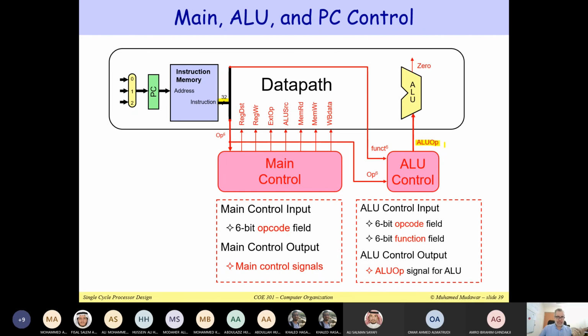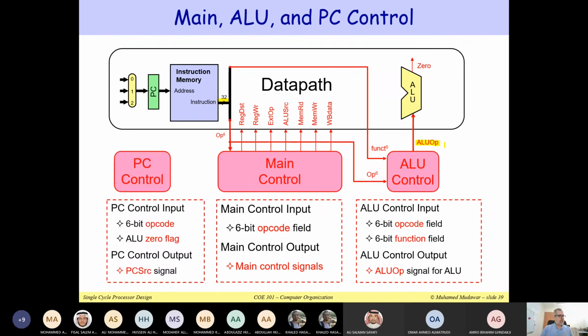And finally, I need my PC control. For the PC control, I need the opcode and I need the zero flag to indicate whether the branch is taken or not taken. So in addition to the opcode, I have the zero flag as an input. And the output will be the PC source that is going to control this multiplexer at the input of the PC. So that's it for today.